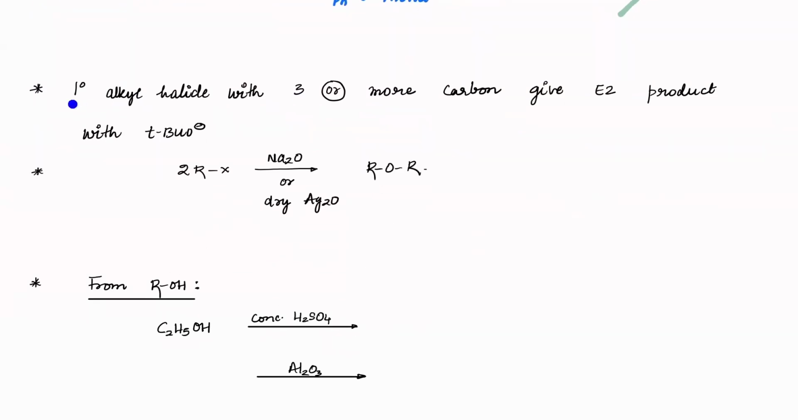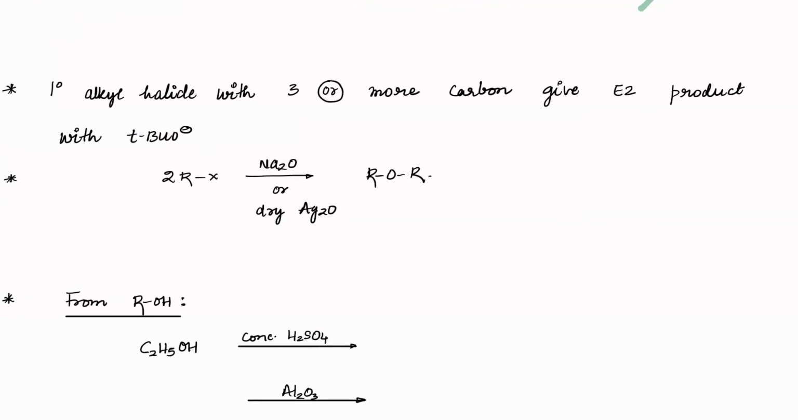Next, if you have a 1 degree alkyl halide with a 3 degree or more carbon, generally it gives E2 with tert-butoxide. Okay, that also we have seen, which means if you have something like a tert-butoxide, even if you react with CH3CH2X, the major product will be OH plus CH2 double bond CH2. This will be the major product. So except for methyl, ethyl or anything above, tert-butoxide will always look for elimination.